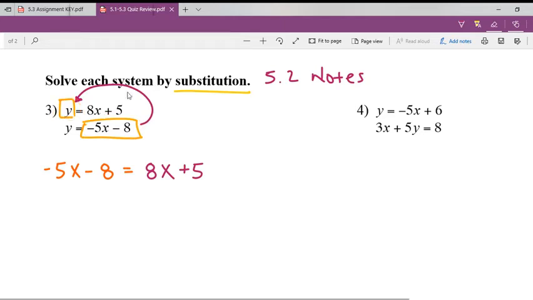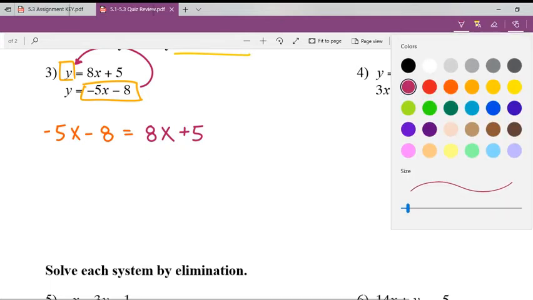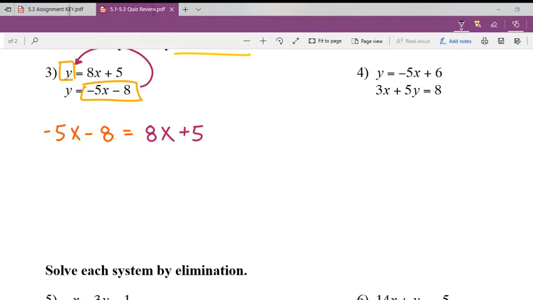Okay, now, isn't this something we can just do our two-column method for? Yeah, so that's what we're going to do now. Should negative 5x stay or go? Stay. What about the negative 8? Go and become positive. Now we're on the other side. What about the 8x? Go and become negative. And what about the 5? It's going to stay. Then we can combine our like terms.